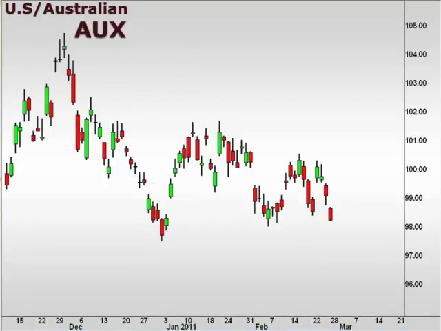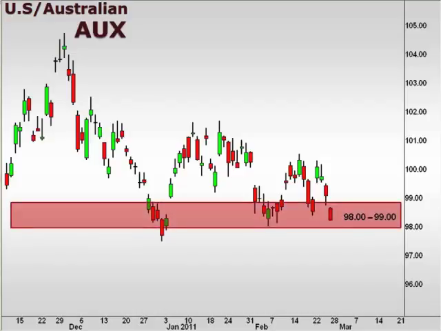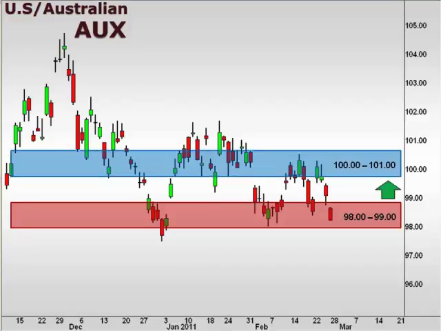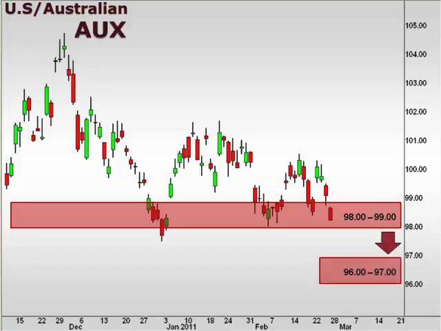Finally, let's take a look at the AUX, the U.S. versus the Australian dollar. The AUX popped higher earlier in the week, but closed the week back down into that 98-99 range. This level is a solid support that should hold for a bounce. However, until we see a break above 100, the trend is still sideways to down, with the 96-97 box being the next logical target.